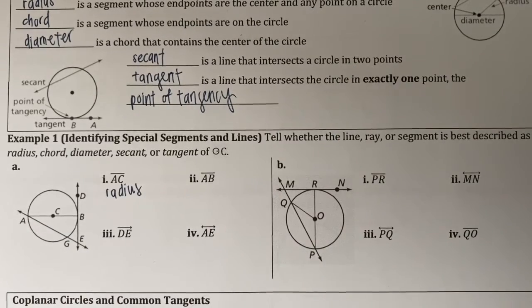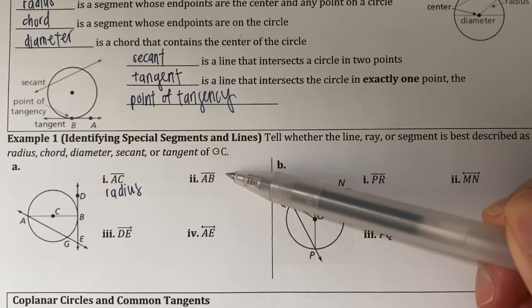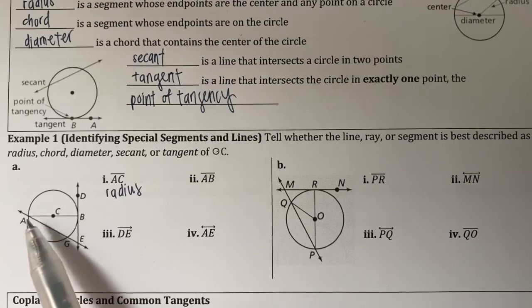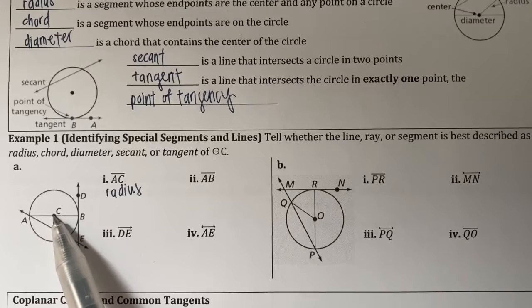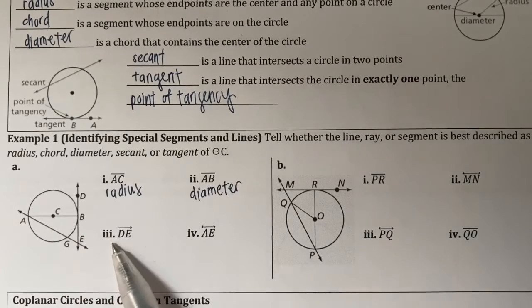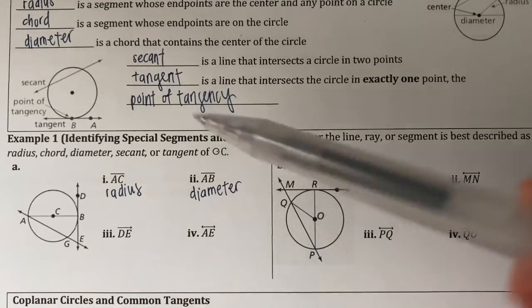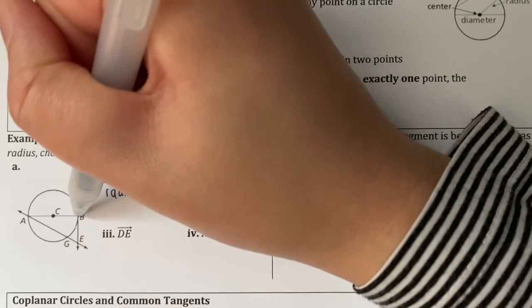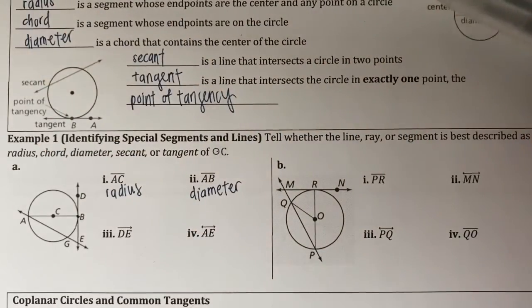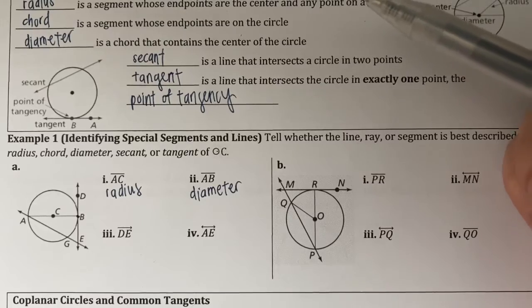As you are identifying what kind of special segment this is, just take note of the definitions that we have for each of these special segments. For 2, we're asked to define what AB is. Here's AB. I noticed that the endpoints are on the circle, and it crosses through the center. So this is a diameter. For part 3, we are asked to define what ray DE is. So let's take a look. Here's DE. I noticed that it crosses the circle at 1 point, B. So this is a tangent.